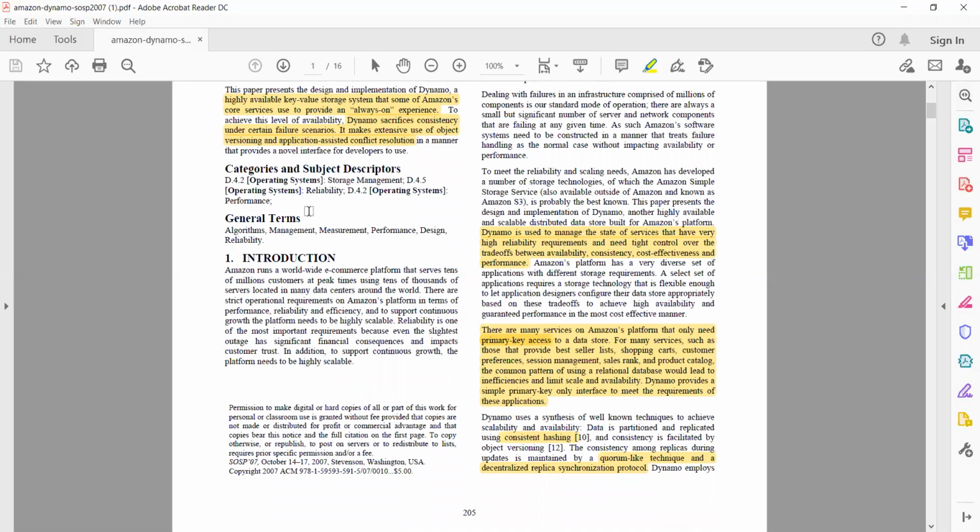So one question. When you say it's a key value storage system, you are saying this is not a database, right? So is it not a database? That is my question.